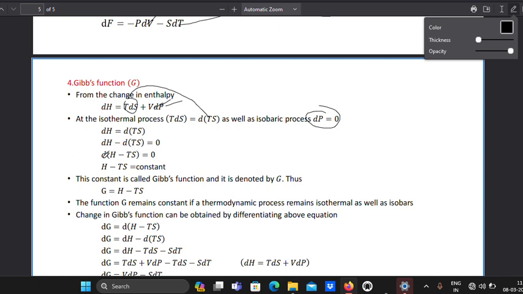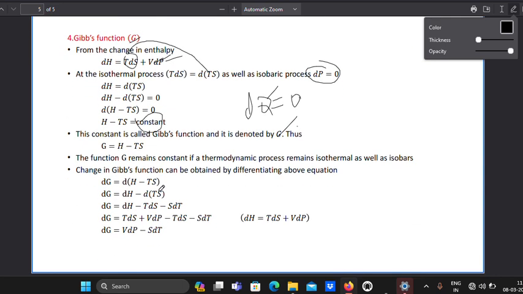So d of this is zero means it must be constant, according to differentiation. Am I right? So suppose a constant is there, and if you differentiate it, what you get? Zero, when it is constant. So that is why it is written as constant, and this constant is denoted with G. Okay, so this G is called the Gibbs function. This constant is called the Gibbs function and denoted by G. Thus G is equal to H minus TS. Okay, so it is the Gibbs function formula, but we need the change in Gibbs.